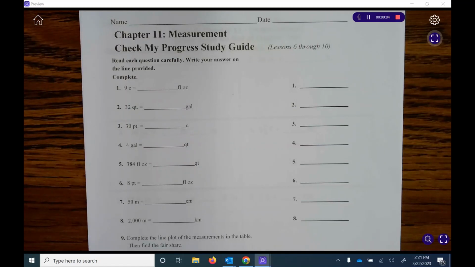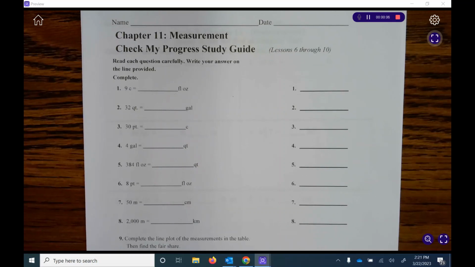Chapter 11, Measurements. Check my progress study guide, lessons 6 through 10.